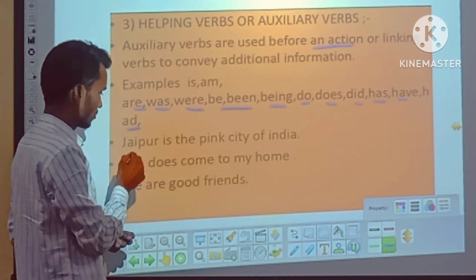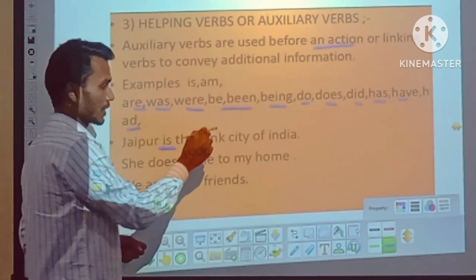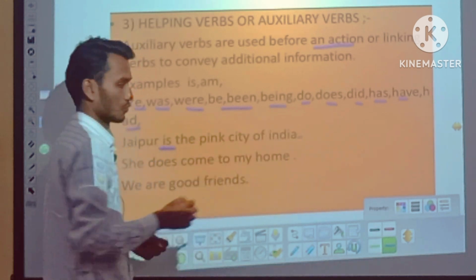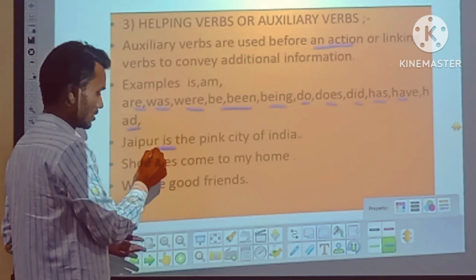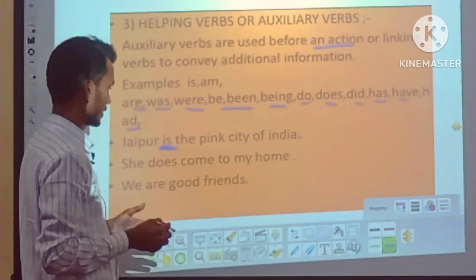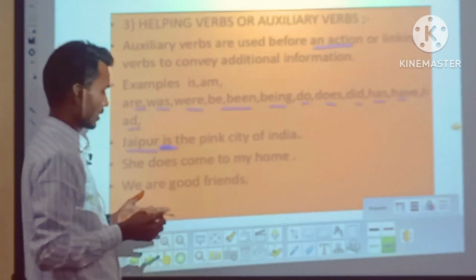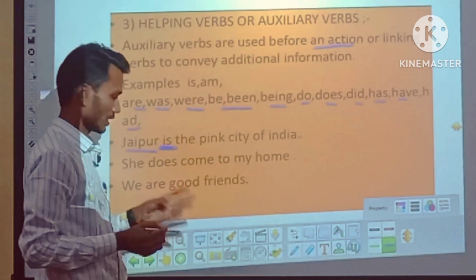For instance, Jaipur is the pink city of India. Here Jaipur is the noun, and is is the helping verb. Jaipur is the pink city of India.